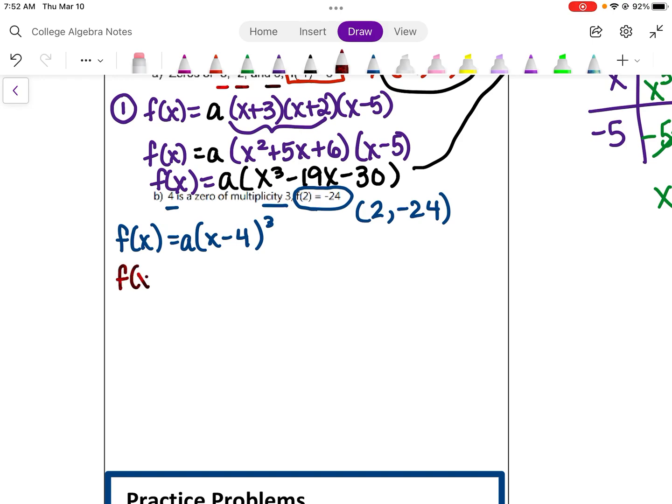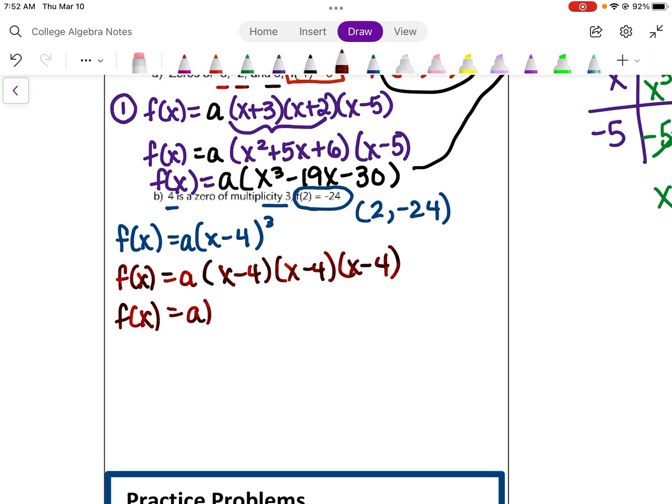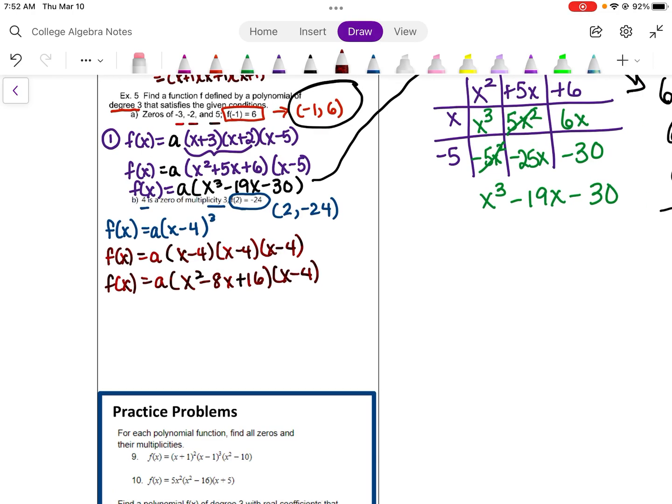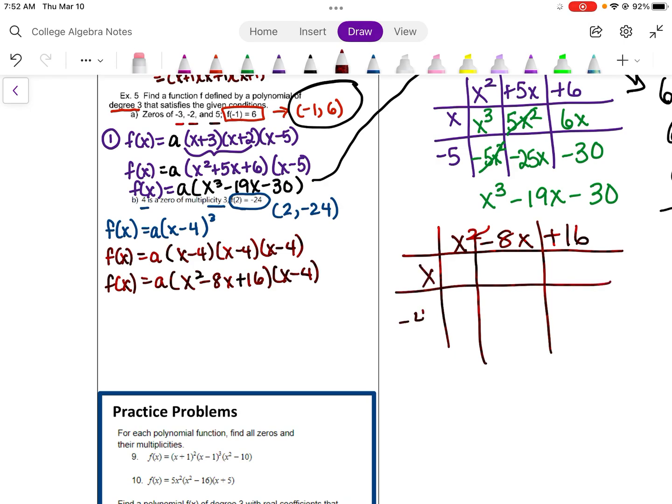And so what I'm going to do first is go ahead and multiply out my x minus 4 3 times. Oops. Okay, so again, I'm going to do some grid multiplication. Get that going. Let's use a different color here so it doesn't all blend together.